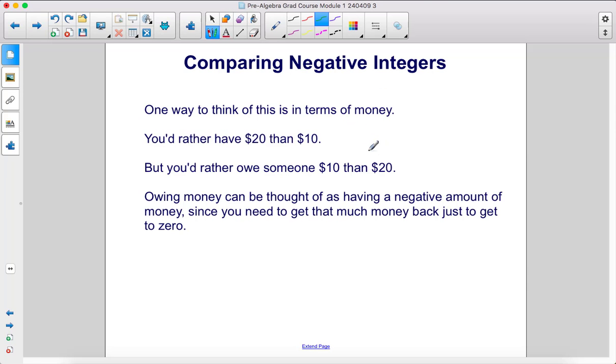One way to think of this is in terms of money. You'd rather have $20 than $10, but you'd rather owe someone $10 than $20. Owing money can be thought of as having a negative amount of money, since you need to get that much money back just to get to 0.